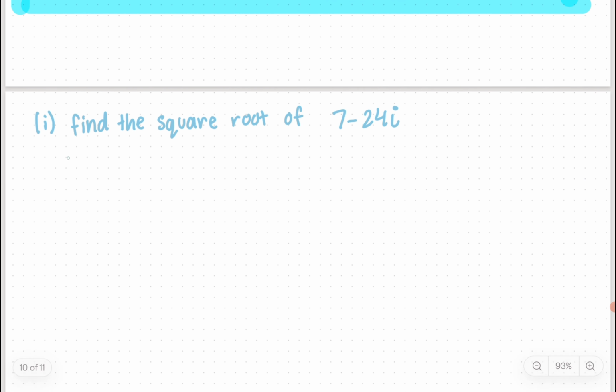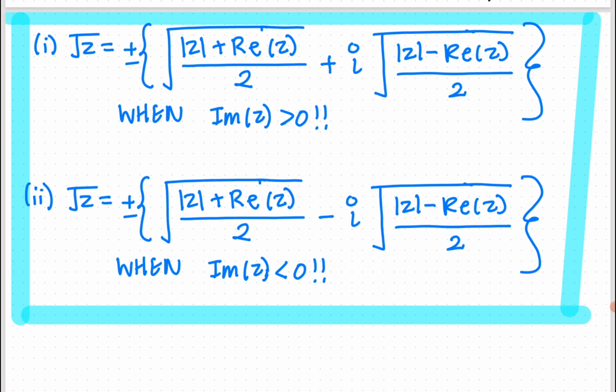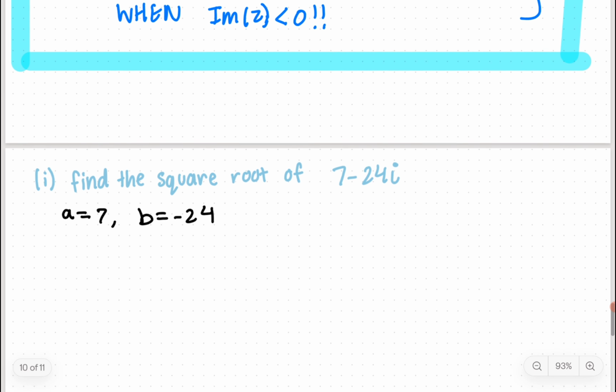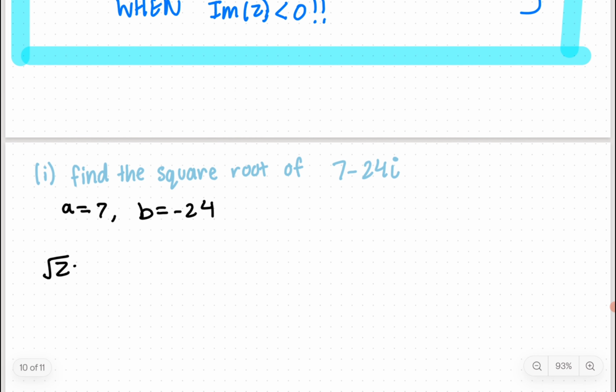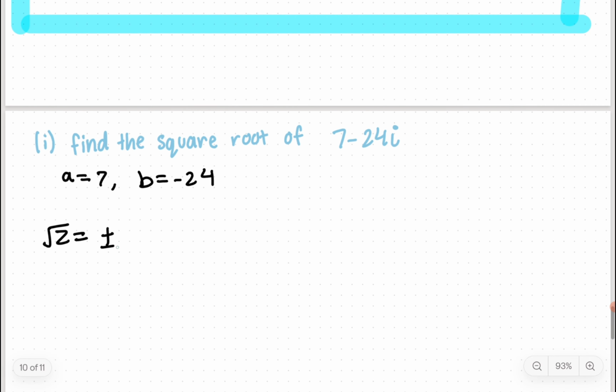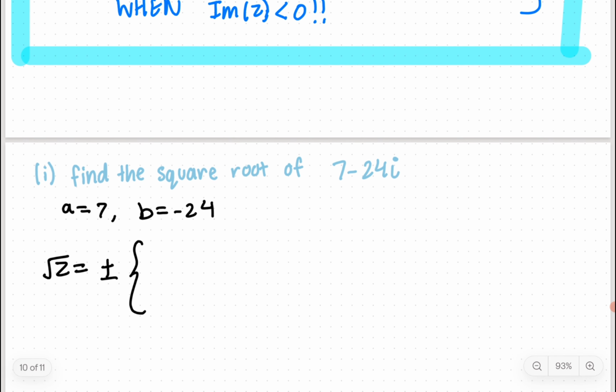So we know that a is equal to, not minus 7, is equal to 7, and b is equal to minus 24. From the get-go, I see that b is negative, so we know that we're going to use the second case here because the imaginary part of z is negative. And from there, we could simply just substitute. So we have this plus minus. I should probably erase that. That looks a little confusing. Plus minus, and then we have these big curly braces.